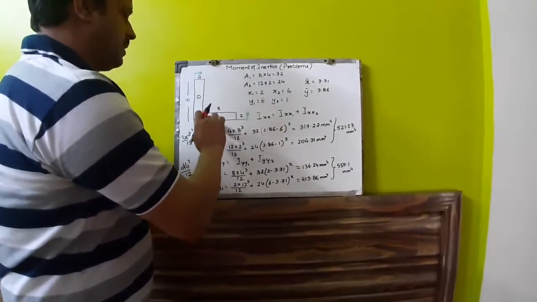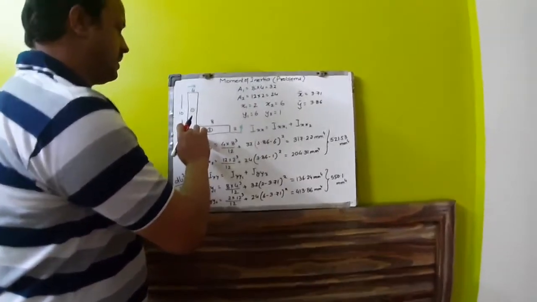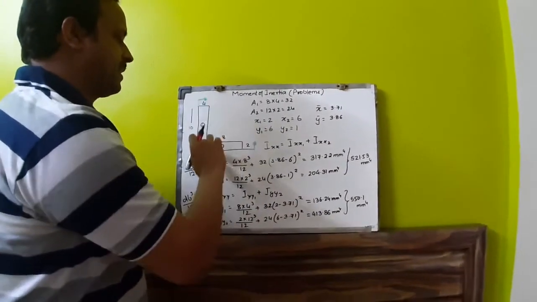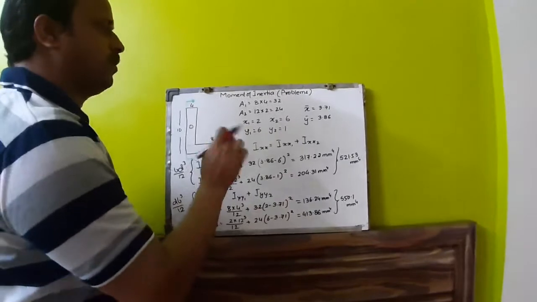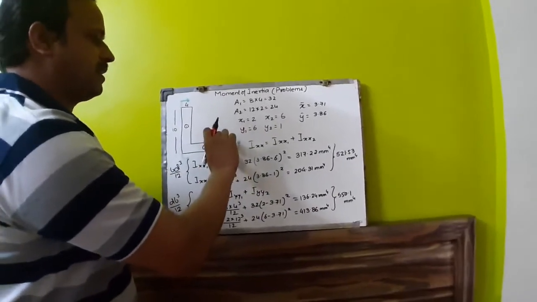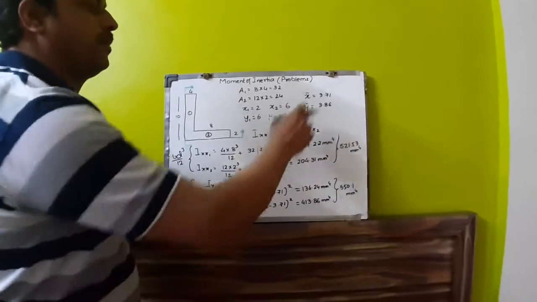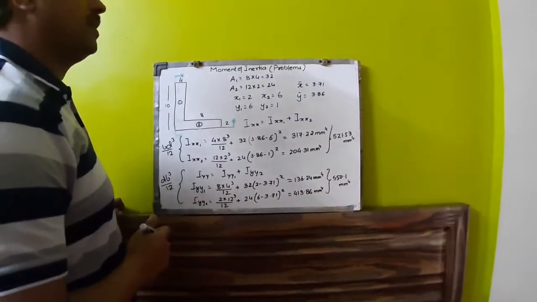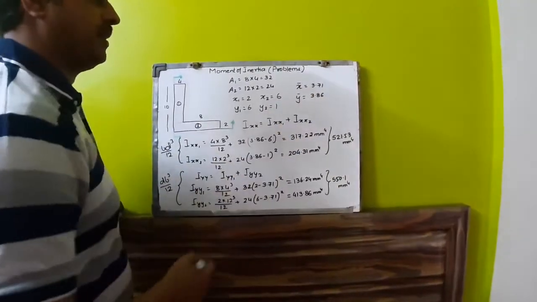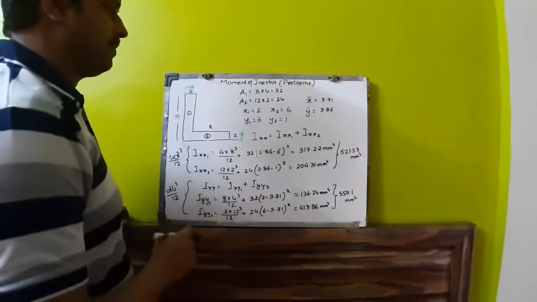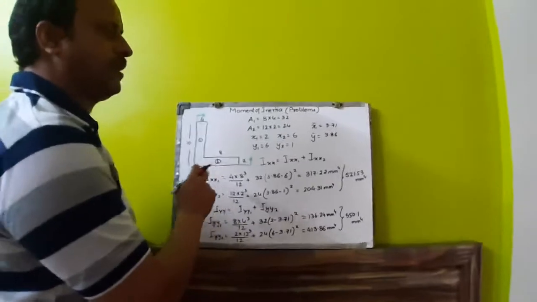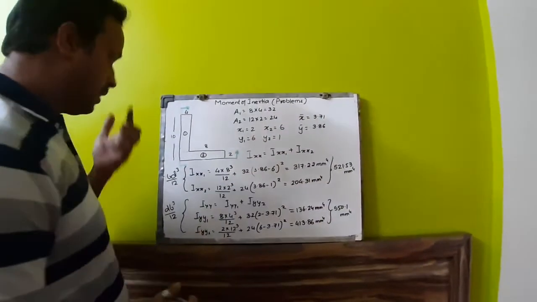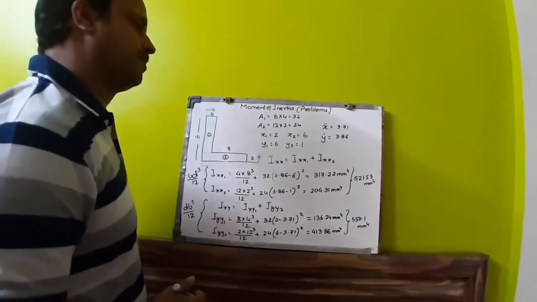y1, this is your reference frame. So y1 is 6. Why? Because from here to here it is 2 and then the remaining is 8. So half of 8 is 4, 2 plus 4 is 6. And here this is 2 only, so y2 is 1. If you put down the values as (A1 x1 plus A2 x2) divided by (A1 plus A2), you get the value of x bar as 3.71. If you find y bar, it is (A1 y1 plus A2 y2) divided by (A1 plus A2), you get the value of y bar as 3.86. So x bar and y bar have been found out.